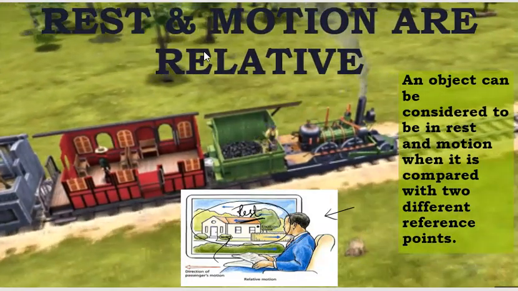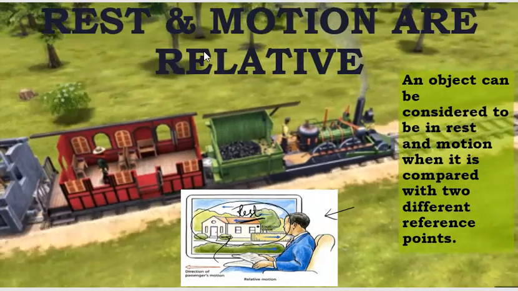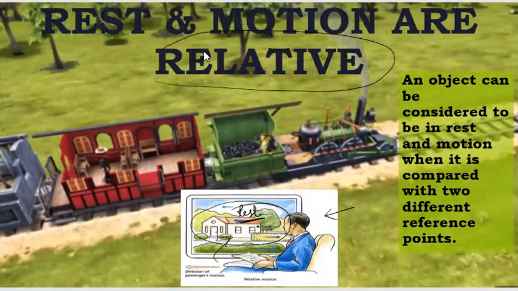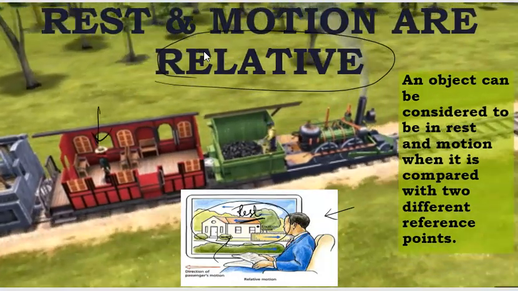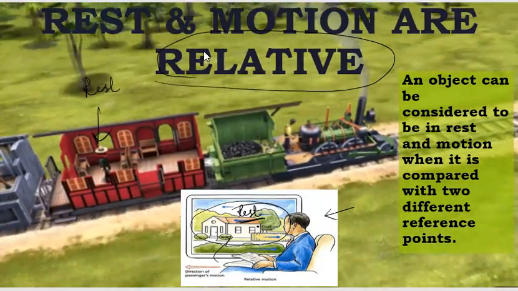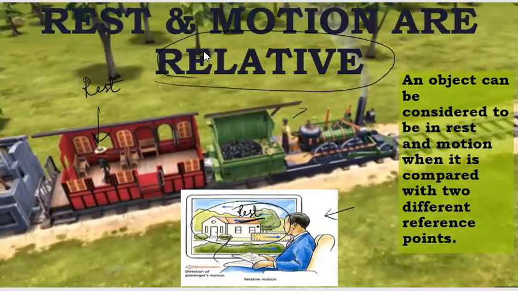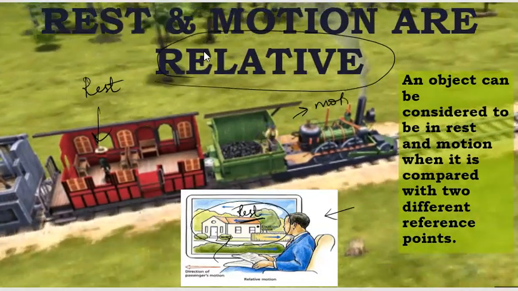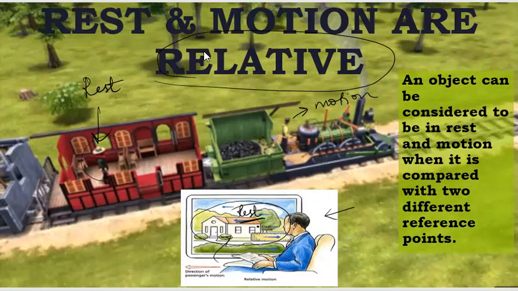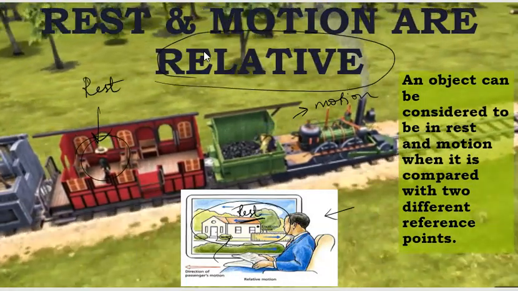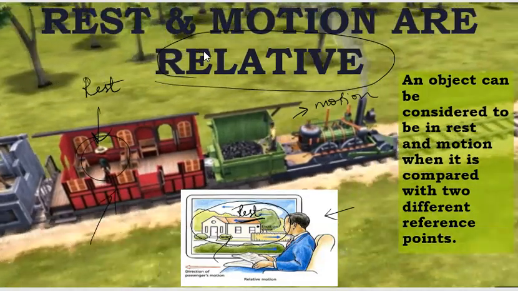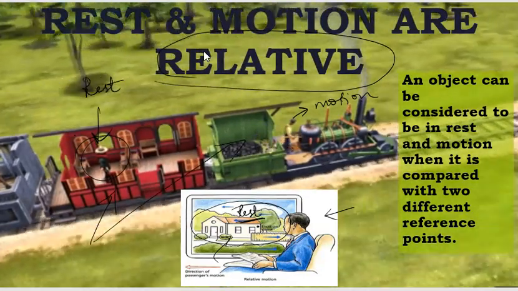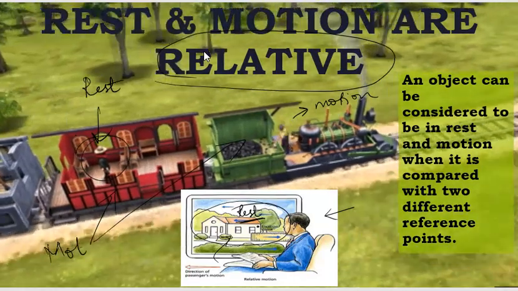So from this we can say that rest and motion are relative. Even in this picture you can see that this person is at rest and this person is in motion. But when you ask this person if he is moving, he will say that he is at rest. But when we look from outside the train, we feel that both these people are in motion.